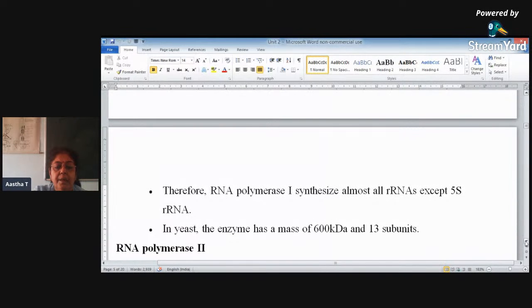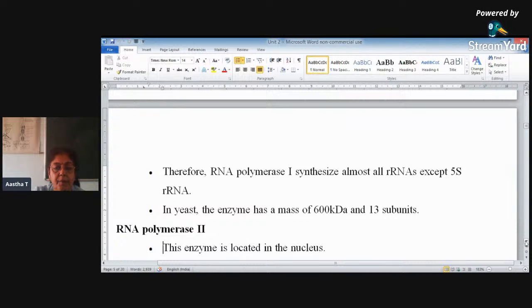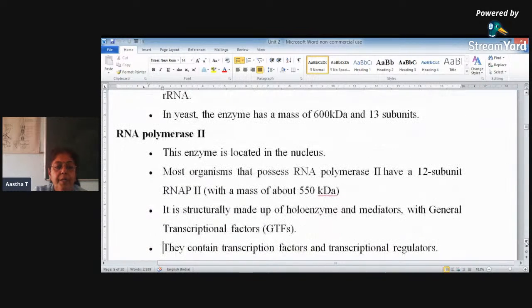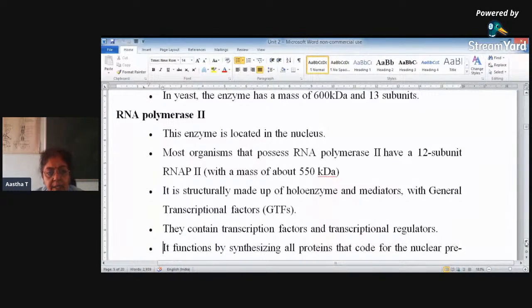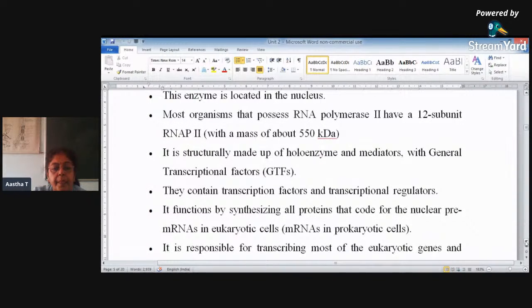In yeast, the enzyme has a mass of 600 kilodaltons and it is made up of 13 subunits. RNA polymerase 2 enzyme is located in the nucleus. It has 12 subunits and a mass of 550 kilodaltons. It is made up of a hollow enzyme and mediators with general transcription factors. So these factors will be involved in controlling the process of transcription. It helps in synthesizing all proteins that code for nuclear pre-mRNA.